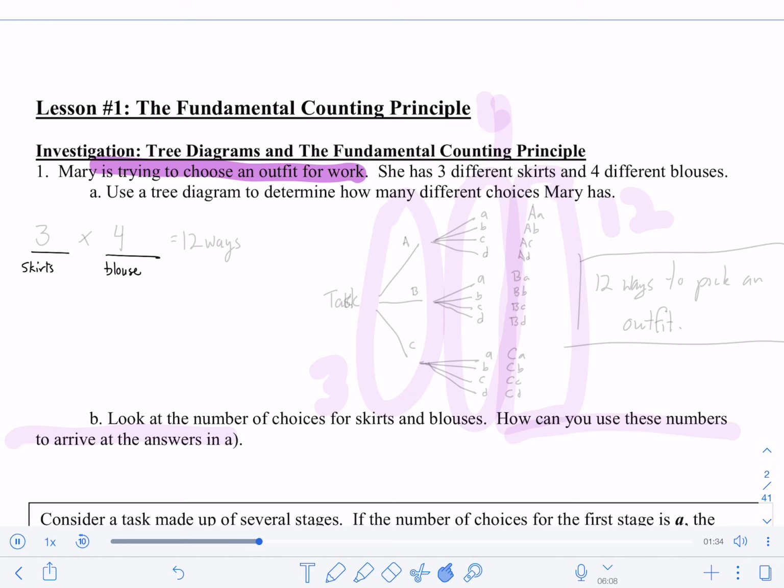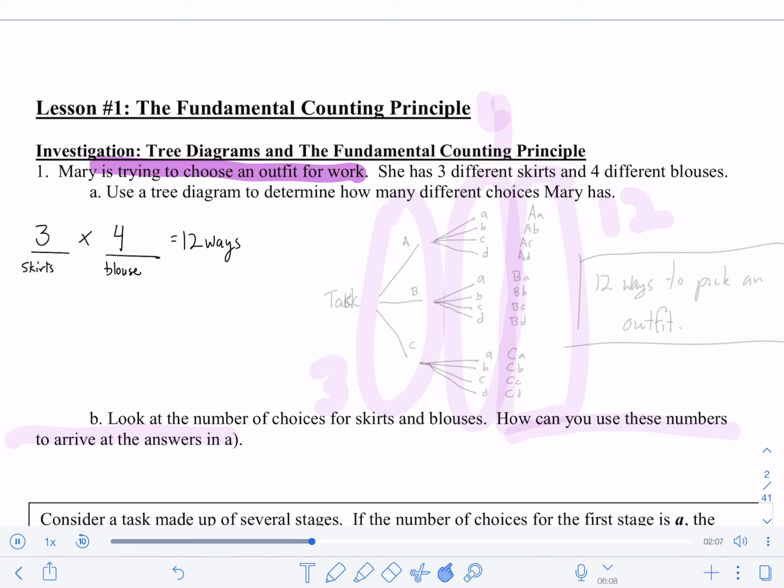Okay? And the fundamental counting principle says that the number of ways to do this entire task is to simply take the product of the two subtasks. So for skirts, there are 3 ways to choose skirts, and there are 4 ways to choose blouses. And the fundamental counting principle says that that means that there are 12 ways to do this task. Okay, that's how many choices she has.